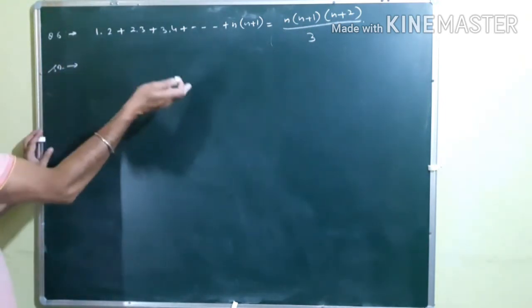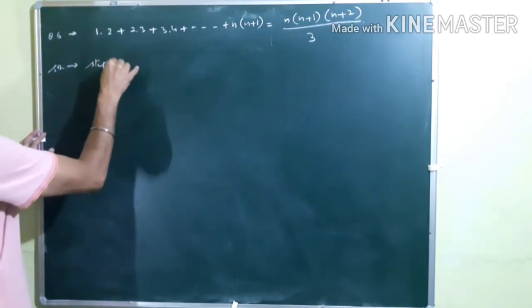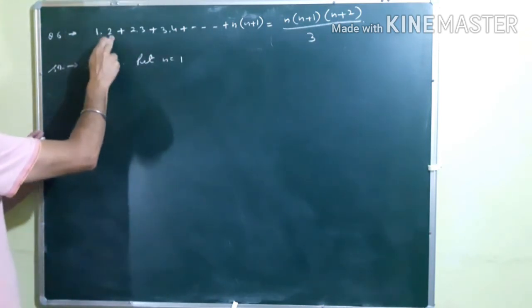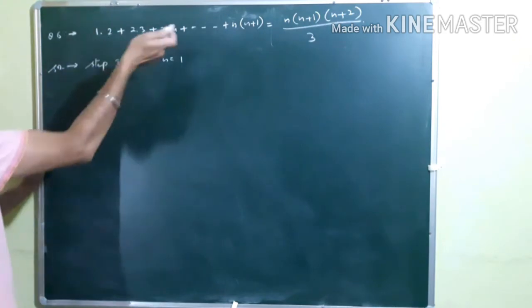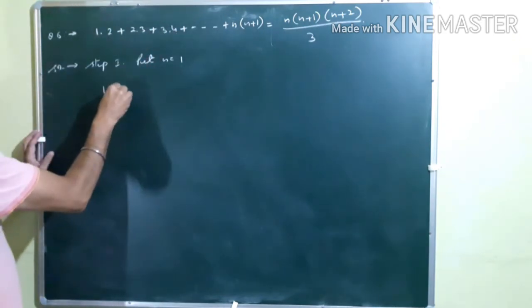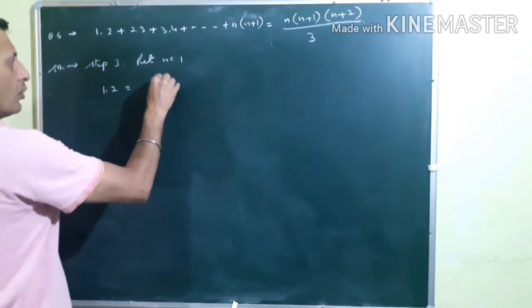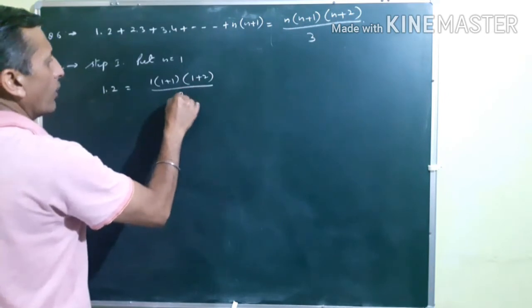As you know, there are 3 steps, so I am going to use step number 1. First, put n is equal to 1. So n is equal to 1 means the first term, both are the same thing. So it is equal to 1 into 2, and on the right, n is equal to 1, that is 1 into 1 plus 1 into 1 plus 2 upon 3.